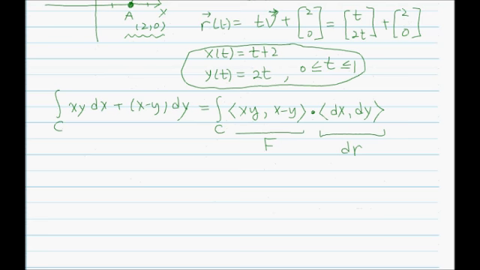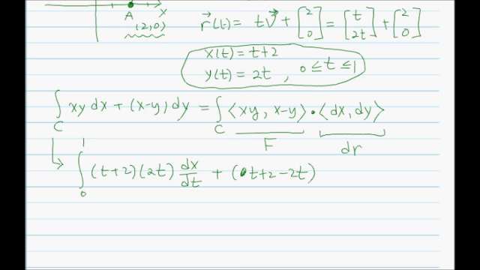You go back to the original formula, and change everything in terms of t. So t varies from 0 to 1, so this line integral over C changes to the integral from 0 to 1, and x is replaced by the parametric equation we have there, and y is replaced by that, and dx is replaced by dx/dt. And x minus y, x is t plus 2, and y is 2t, but there's a negative there. And dy switches to dy/dt, and dt out there.